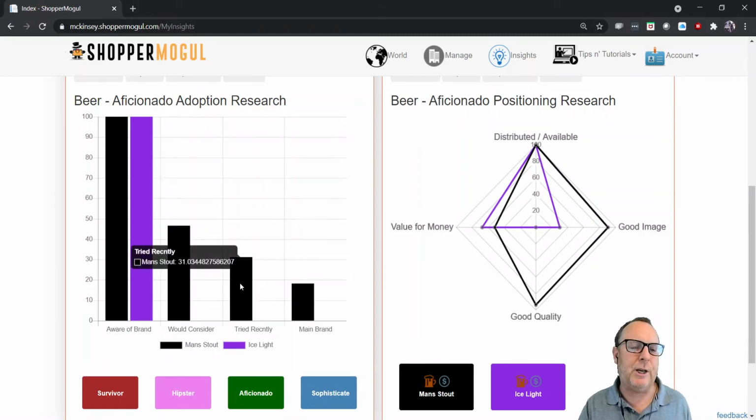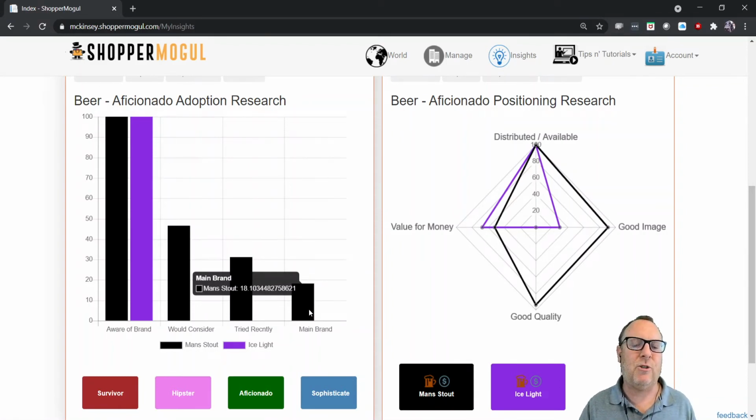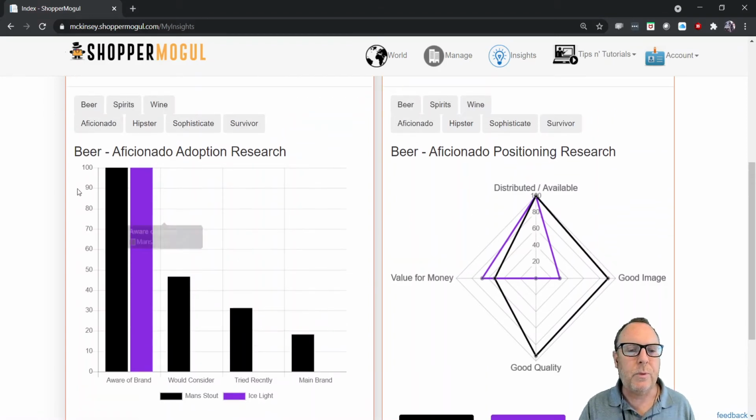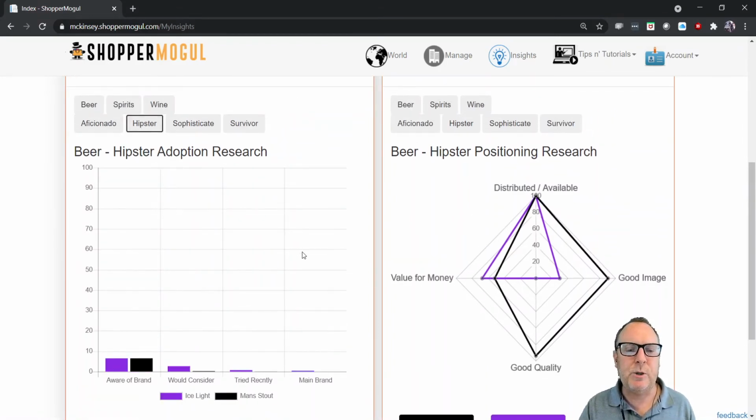30% of aficionados actually have recently tried Man's Stout. No aficionados have tried Ice Light. And then you get down to loyalty. About 20% of aficionados say, yeah, actually, Man's Stout, it's a good brand. I like that. I would be happy to be seen drinking that. It's in my repertoire. Now, if we look at different consumers, we'd see a different shape.